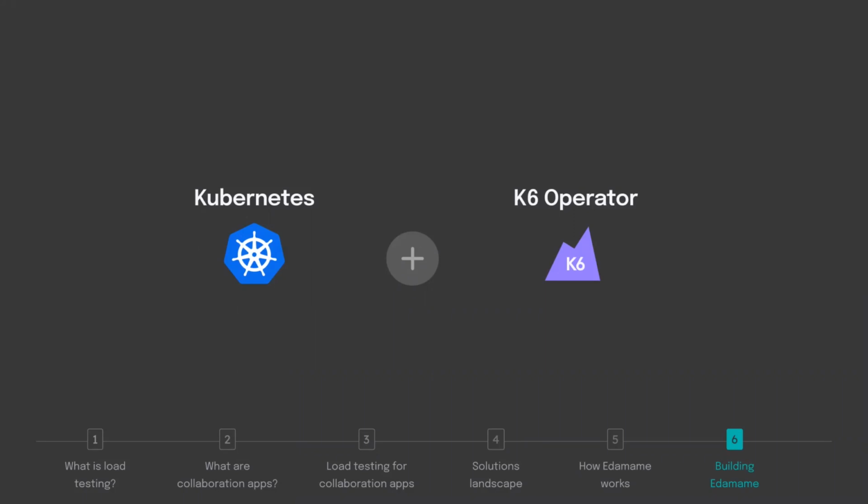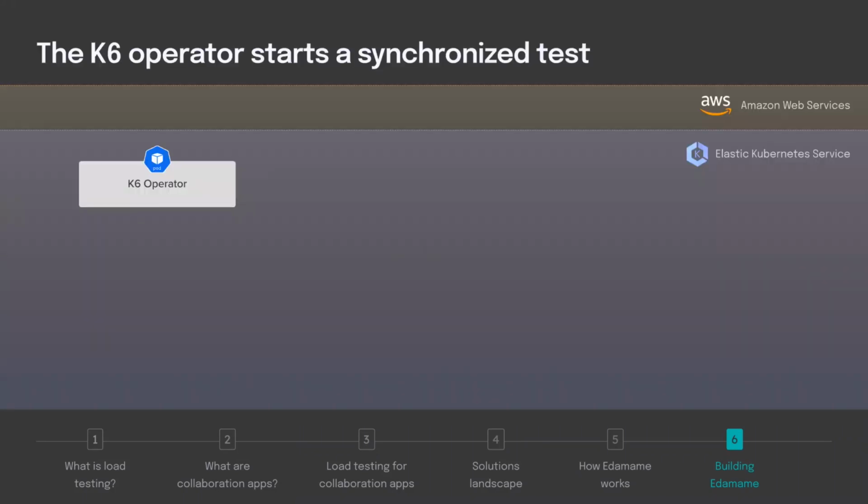And the operator pattern in Kubernetes allows developers to write custom code that will automate tasks that a human operator would typically do. So in our case, that meant monitoring pods and making sure that tests were starting at the same time. So the K6 operator allows us to more easily run this type of distributed load test.